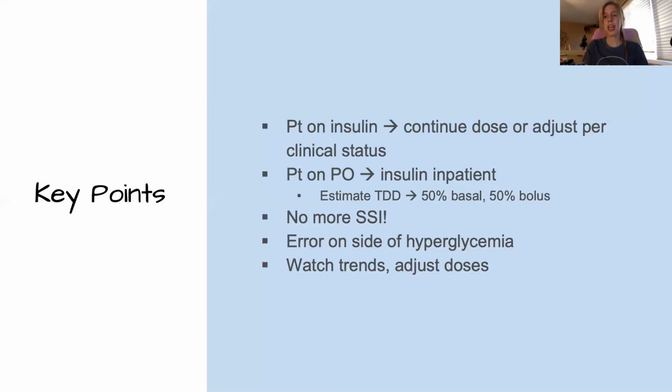Some key points. If your patient is already on insulin before they come into the hospital, continue their insulin or adjust based on their clinical status as you assess. If they're on oral diabetes medications, you probably are going to need to start insulin while they're inpatient. You can estimate their total daily dose. No more sliding scale insulin. Let's stick to basal bolus. It's better for our patients, better for outcomes. Err on the side of hyperglycemia when you're deciding a dose. We can always add more insulin. That's safer than risking hypoglycemic episodes. And finally, watch the trends and adjust accordingly.